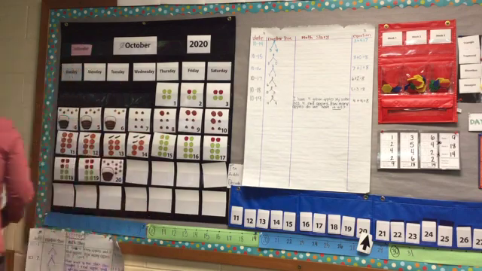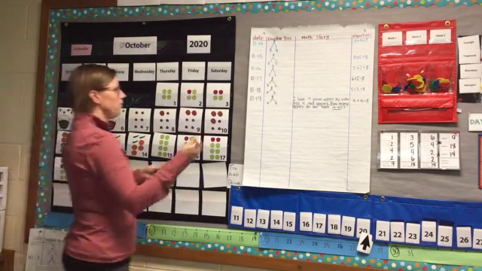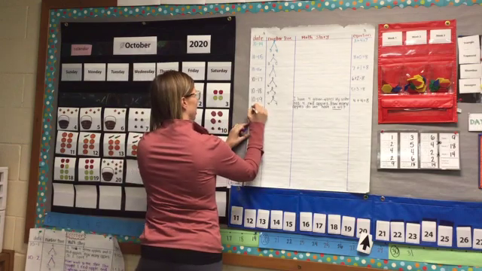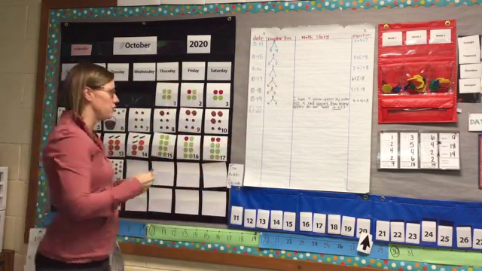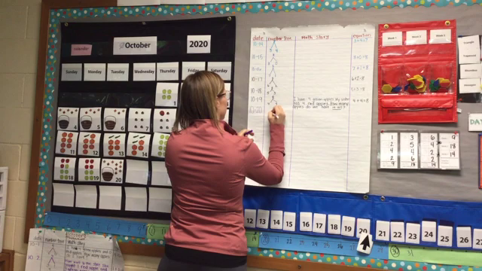So if we write our date today, we can write the date as 10-20, 10 because October is the 10th month, and 20 because it's the 20th day of October. All right.